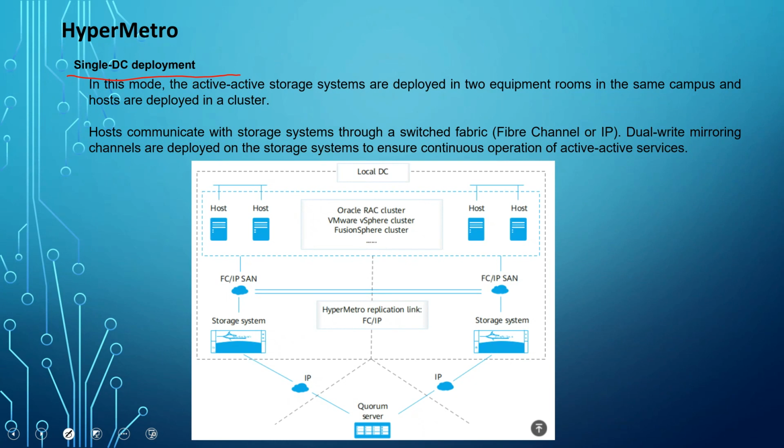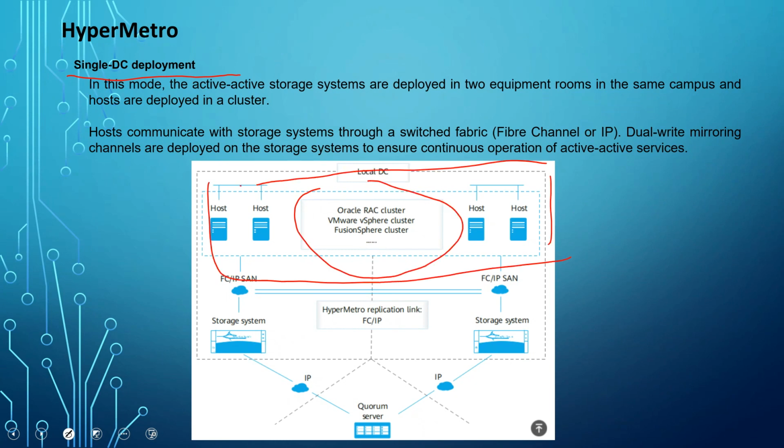For example, you have a host cluster. This is your cluster, and these are the hosts. It can be VMware, Oracle RAC, or any cluster can be configured on this. And then we have FC or IP SAN; we can support both. So these are the replication links. Replication links will be configured, and this is storage A and this is storage B, and both storages will be configured as active.